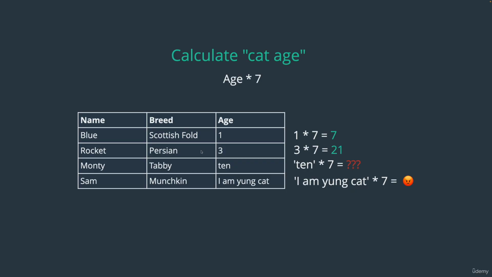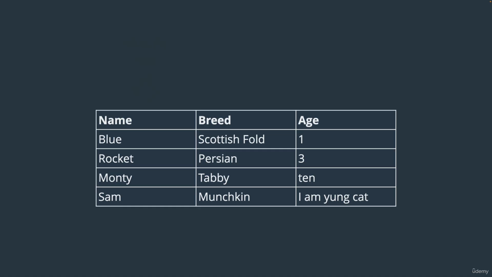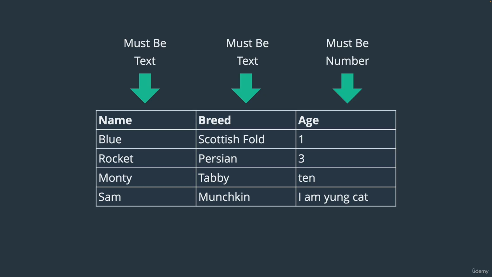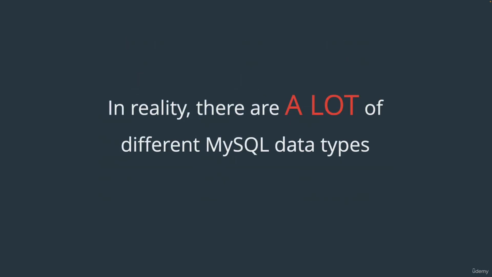We need not just to say what this column is called, but also what content it contains, what type of information. I want to say something like name has to be text, breed has to be text, age has to be a number. So in the world of MySQL, we have a lot of different data types. It's honestly kind of overwhelming. The good news is that there's a handful you'll use a lot. But let me just show you.